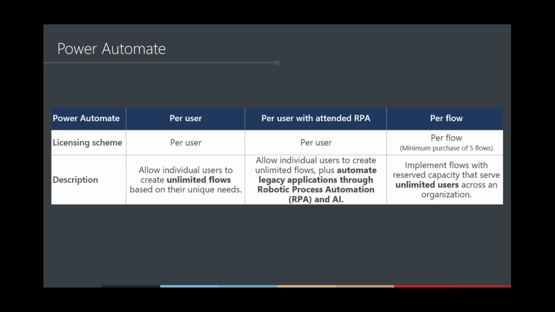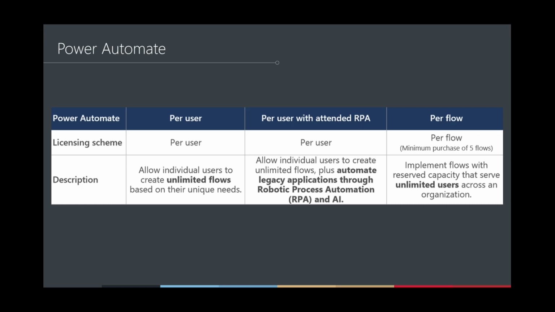Obviously, then you can have the other approach, which is more on the per flow side. And again, you'd be looking at that kind of jumping up to around £75 per month. But that does enable absolutely the top flows. There is a minimum of a 5-unit purchase, so you can't just buy one per flow.